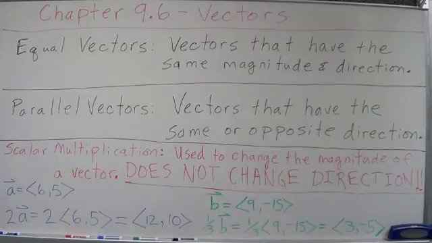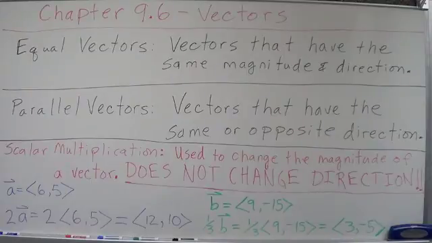Again, I want to emphasize scalar multiplication does not change the direction at all. It simply changes the length of that vector or the magnitude of that vector. Increases the force, reduces the force, increases the miles per hour, reduces the miles per hour. All it does is change the magnitude of that vector.